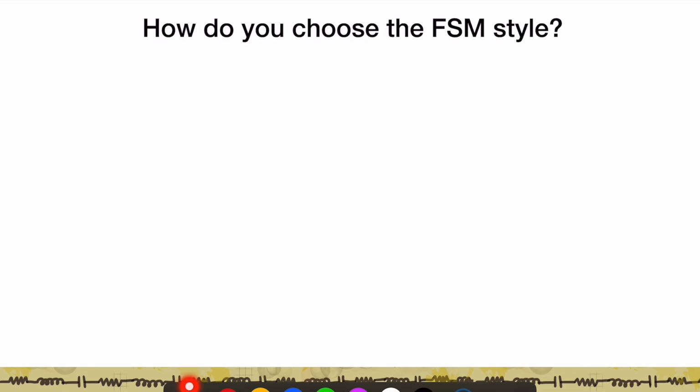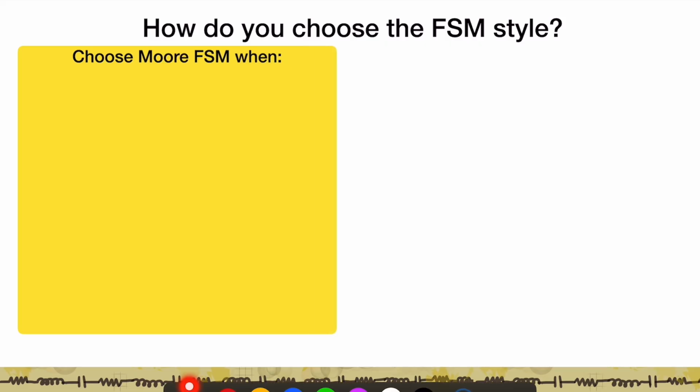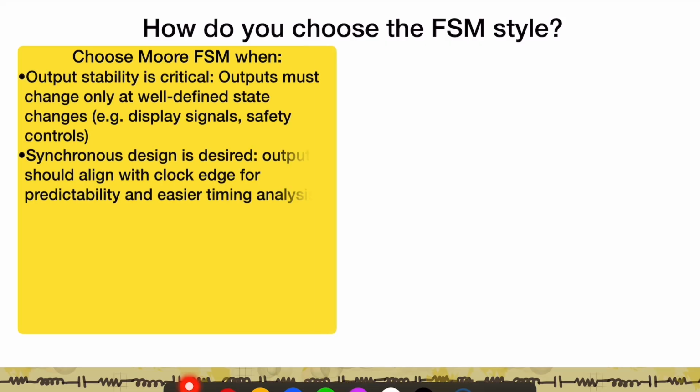So how do you choose which FSM to use, right? So typically you would want to choose Moore FSM when output stability is critical, right? When you have the outputs that need to change only at a well-defined state, for example, in a display signal or a safety control, a Moore is a better option. And synchronous design is desired. So if you need an output which is synchronous to the clock edge, a Moore is a better design choice just because it is predictable and hence timing analysis becomes easier.